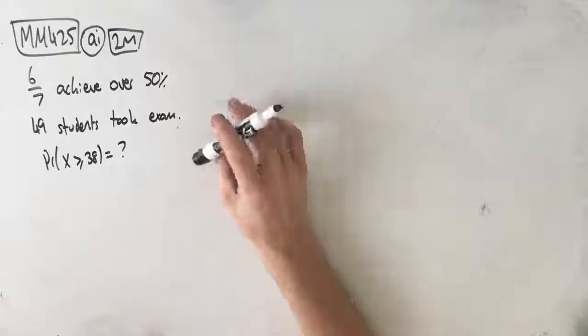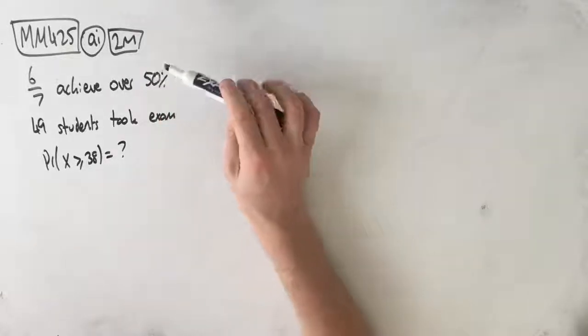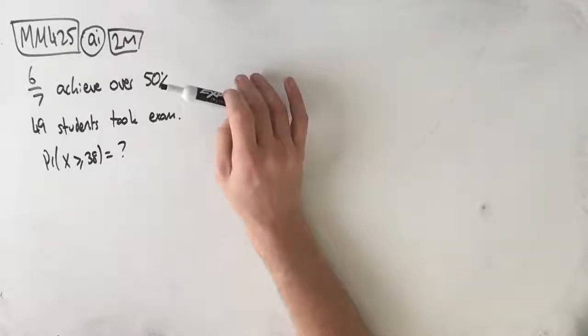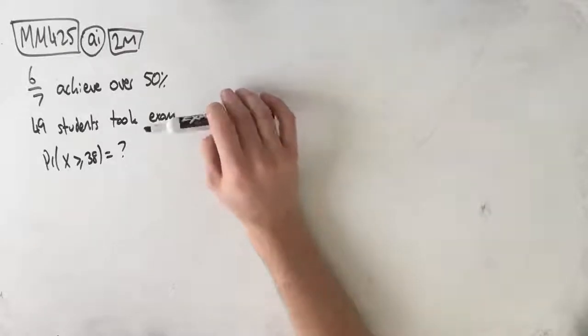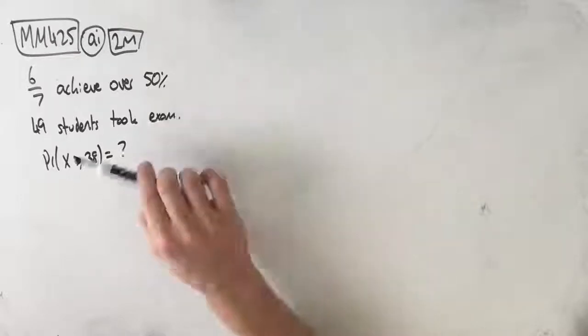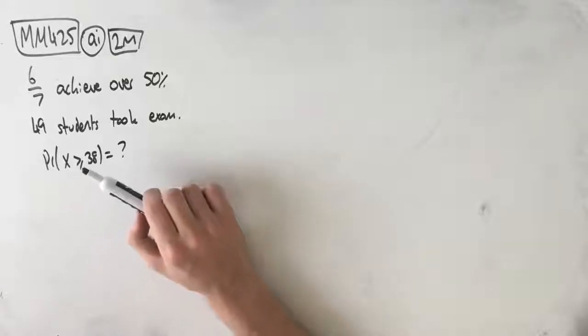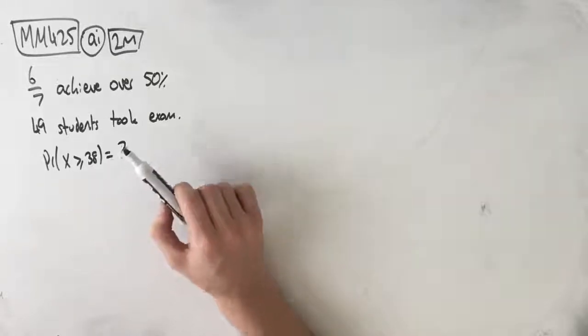So in this question we've got, at a particular school in Melbourne, it is known that 6 in every 7 students achieve a score of at least 50% on the end of year Maths Methods exam. In 2016 there were 49 students who took the exam, and we need to find the probability, correct to 4 decimal places, that at least 38 of these students achieved a mark higher than 50% on the Maths Methods exam.